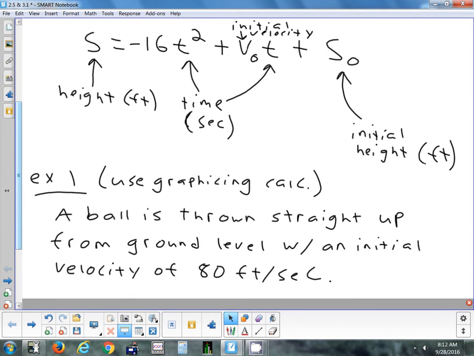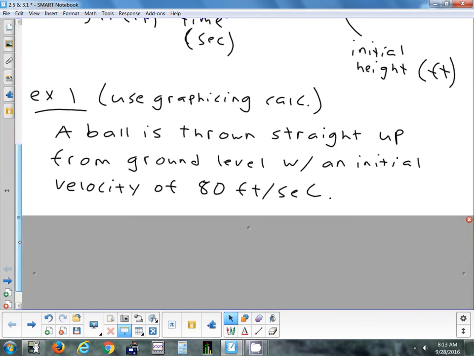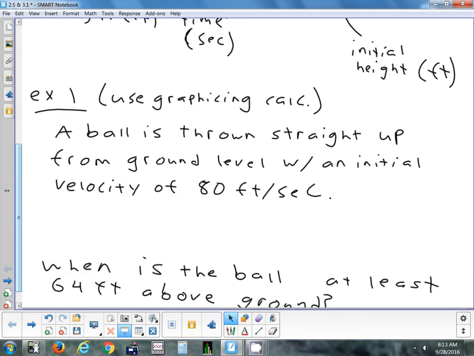So in this example, we'll use the graphing calculator. It says we're going to throw a ball straight up in the air. And you might think, well, if you throw something straight up, that's not projectile motion. It's the same thing. Whether you throw something straight up or you throw it at an angle and it arcs, it's really the same formula to figure it out. So this ball is going straight up in the air with a speed of 80 feet per second. Now I don't want to know when the ball hits 64 feet. I want to know when it's at least 64 feet above the ground. So that means 64 feet or greater.